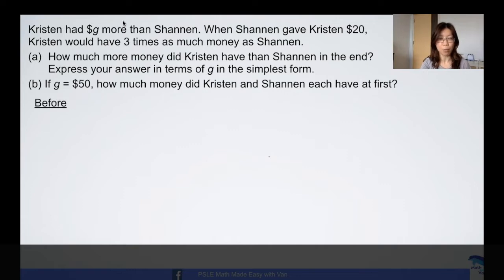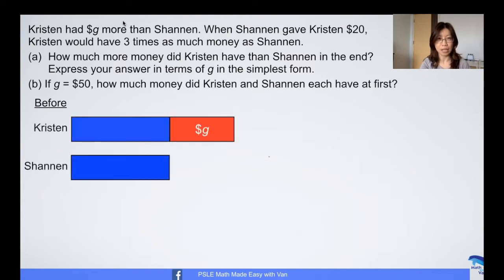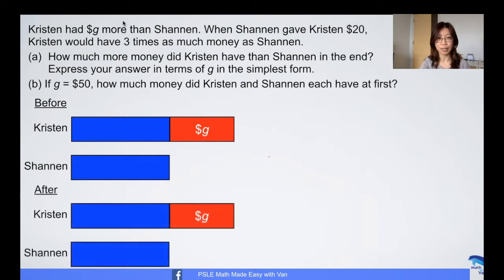So here, I would like to make use of the model to help us solve this question. At first, we know that Kristen had $G more than Shannon. For your learning, I'm going to duplicate this before model so that I am working on the after model. So we know that Shannon gave Kristen $20. So how do I draw this?